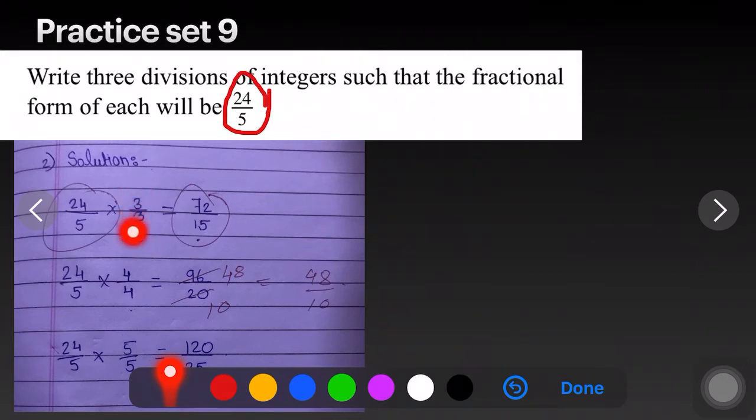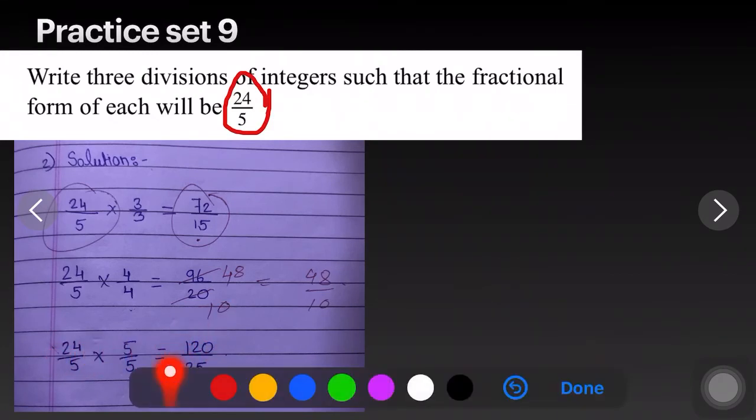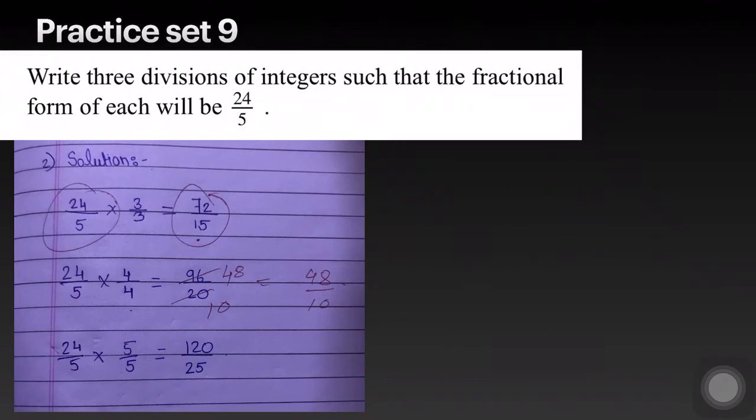Okay student, so second 24 upon 5. Next we are going to multiply by 3. So we are getting 72 upon 15. Now next is by 4, and the product will be 96 upon 20. Again the reduced form is 24 upon 5. Now last we are going to multiply by 5, and the product will be 120 upon 25. We can do this in a reduced form. I hope you understood this.